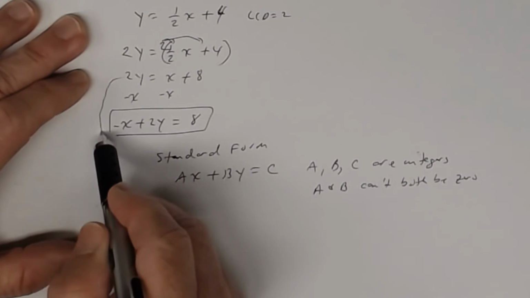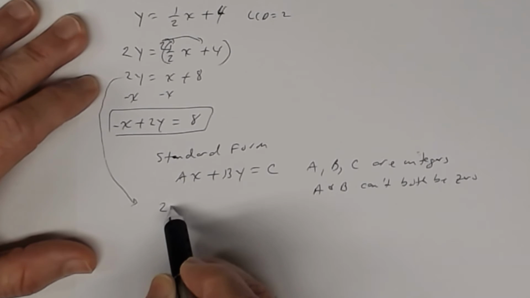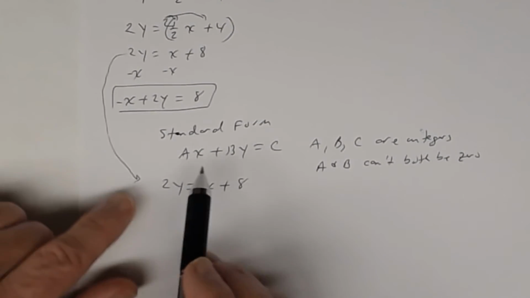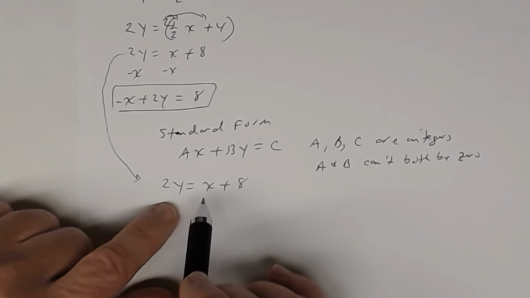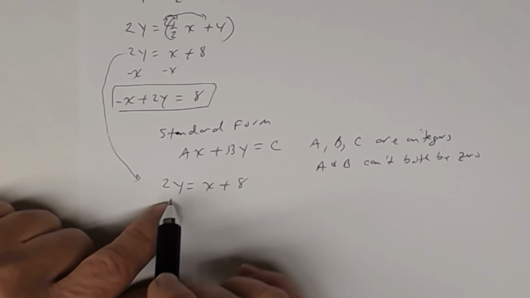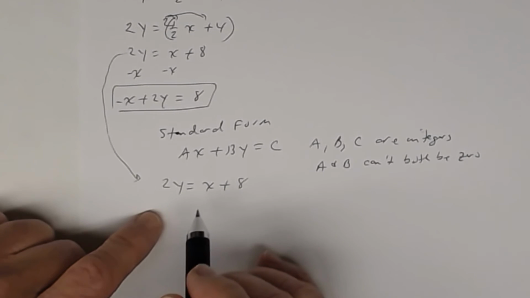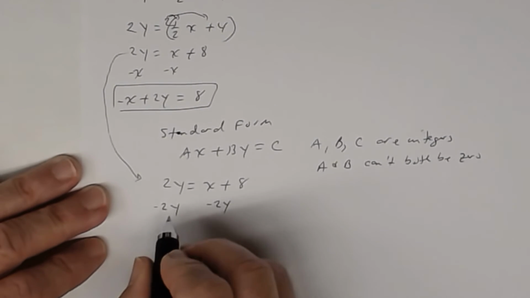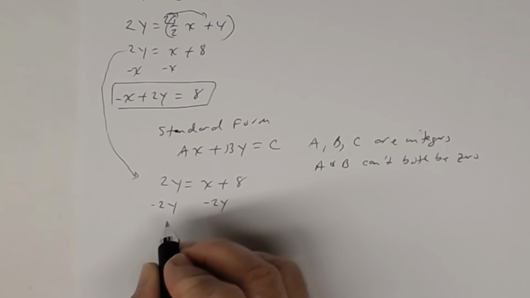So I'm going to rewrite this right here. I'm just saying this: 2y equals x plus 8. Remember what we did next: some of you probably subtracted x from both sides and got this, right? Someone else could have said, well, I'm going to subtract 2y from both sides. And that's fine, as long as you use the properties correctly.